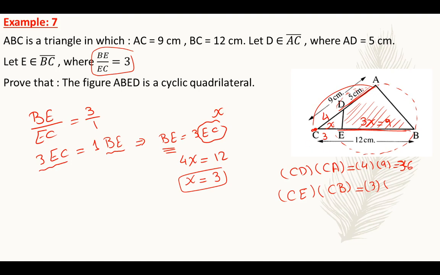So x equals 3. So CE, its length, will be equal to 3, and EB equals 9 centimeter. Here CB is equal to 12 centimeter, sorry, I will erase it again. Here the length of CE is 3 centimeter and the length of CB is 12 centimeter, so the result will be 36. So from 1 and 2 you have that CD multiplied by CA equals CE multiplied by CB.